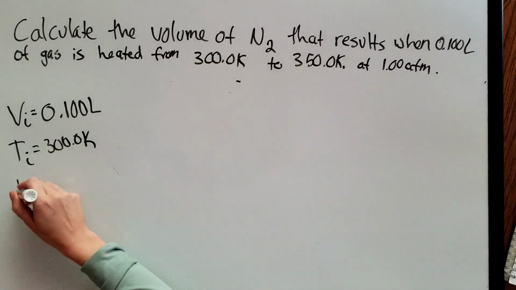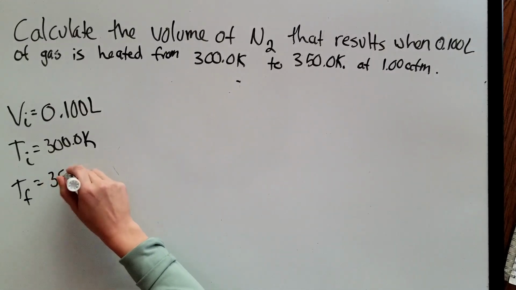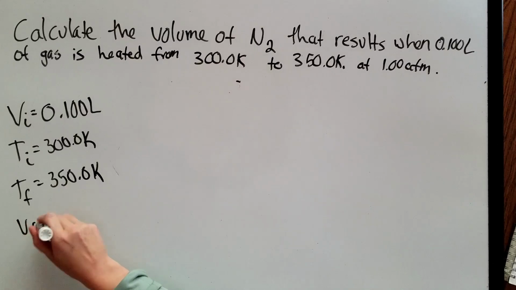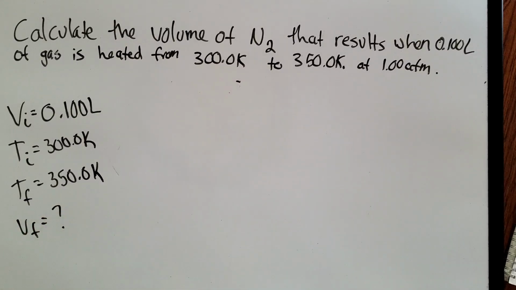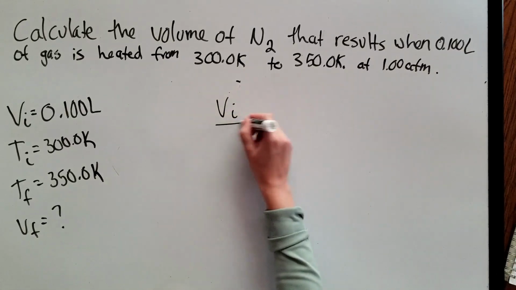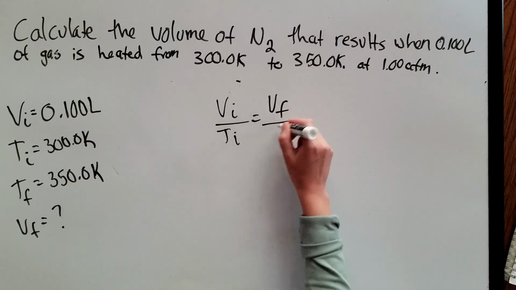So we're increasing the temperature yet again, just like in the last problem. If we're increasing the temperature, what do we expect the volume to do? We expect it to go up, right? So they're proportional to each other. This time I'm using the same equation that I used in the last problem: VI over TI is equal to VF over TF.